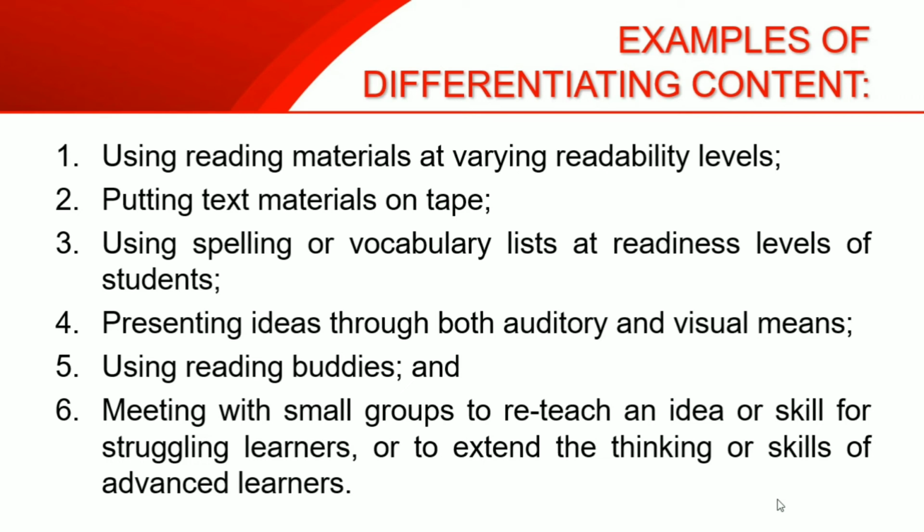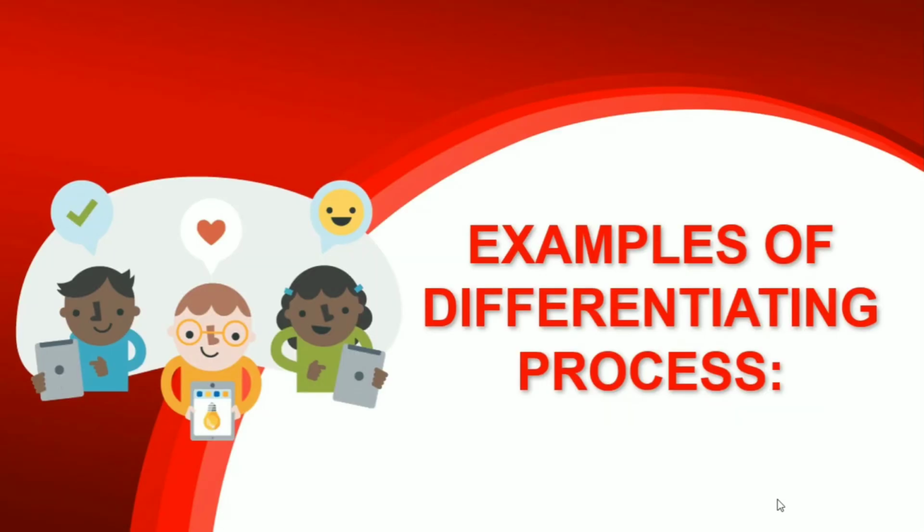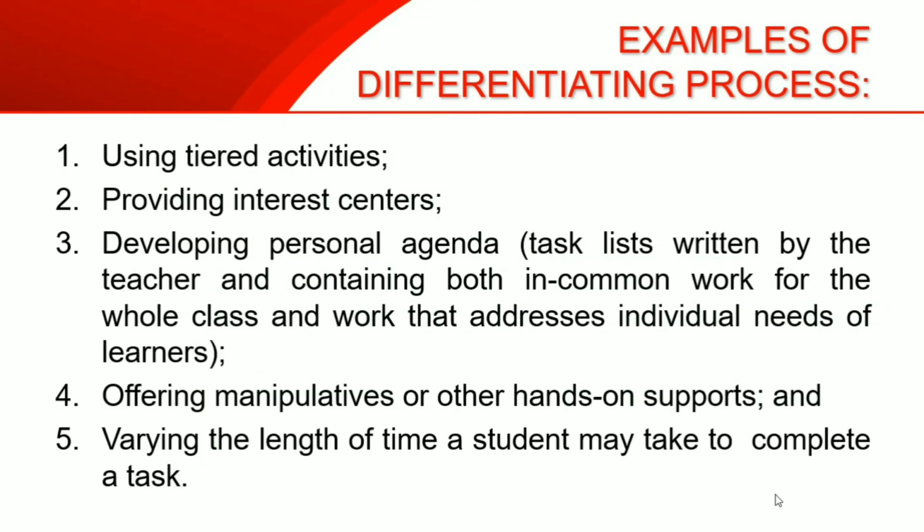And number 6, meeting with small groups to reteach an idea or skill for struggling learners or to extend the thinking or skills of advanced learners. Let's proceed to examples of differentiating process. Number 1, using tiered activities. Number 2, providing interest centers.